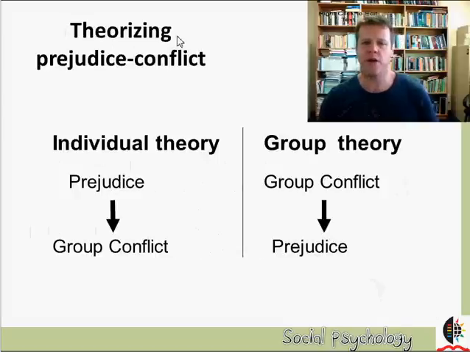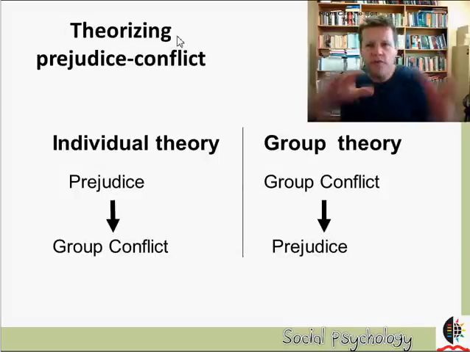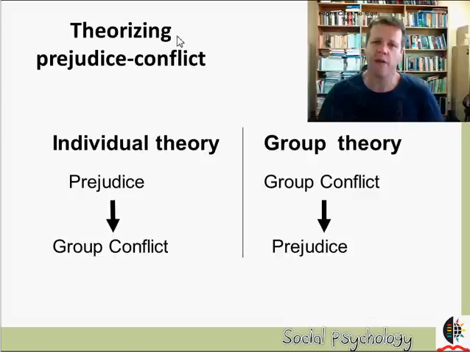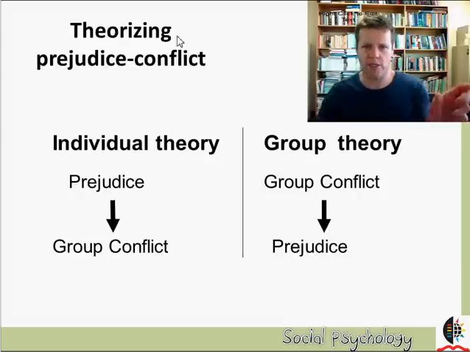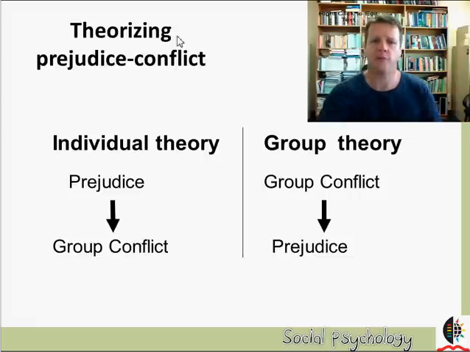And so really what this theory does is invert the kind of explanation that the theory of authoritarianism proposed. Authoritarianism is an individual theory. It starts off with prejudice. This prejudice is developed in early childhood, and then this prejudice produces group conflict. Realistic group conflict theory is a group-based theory, and it starts the other way around. It says we first have to look at the history of relationships between groups, and prejudice flows from or is a consequence of this.